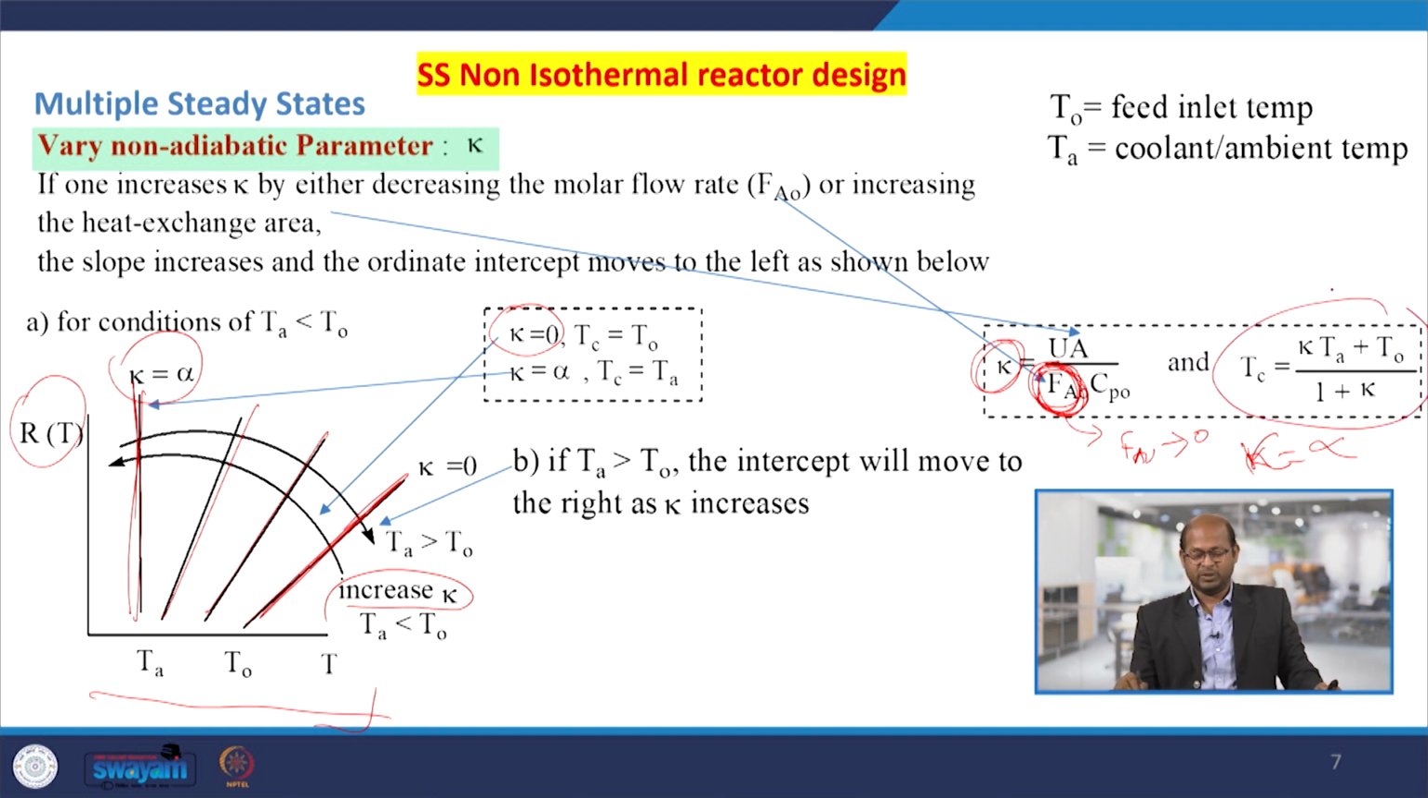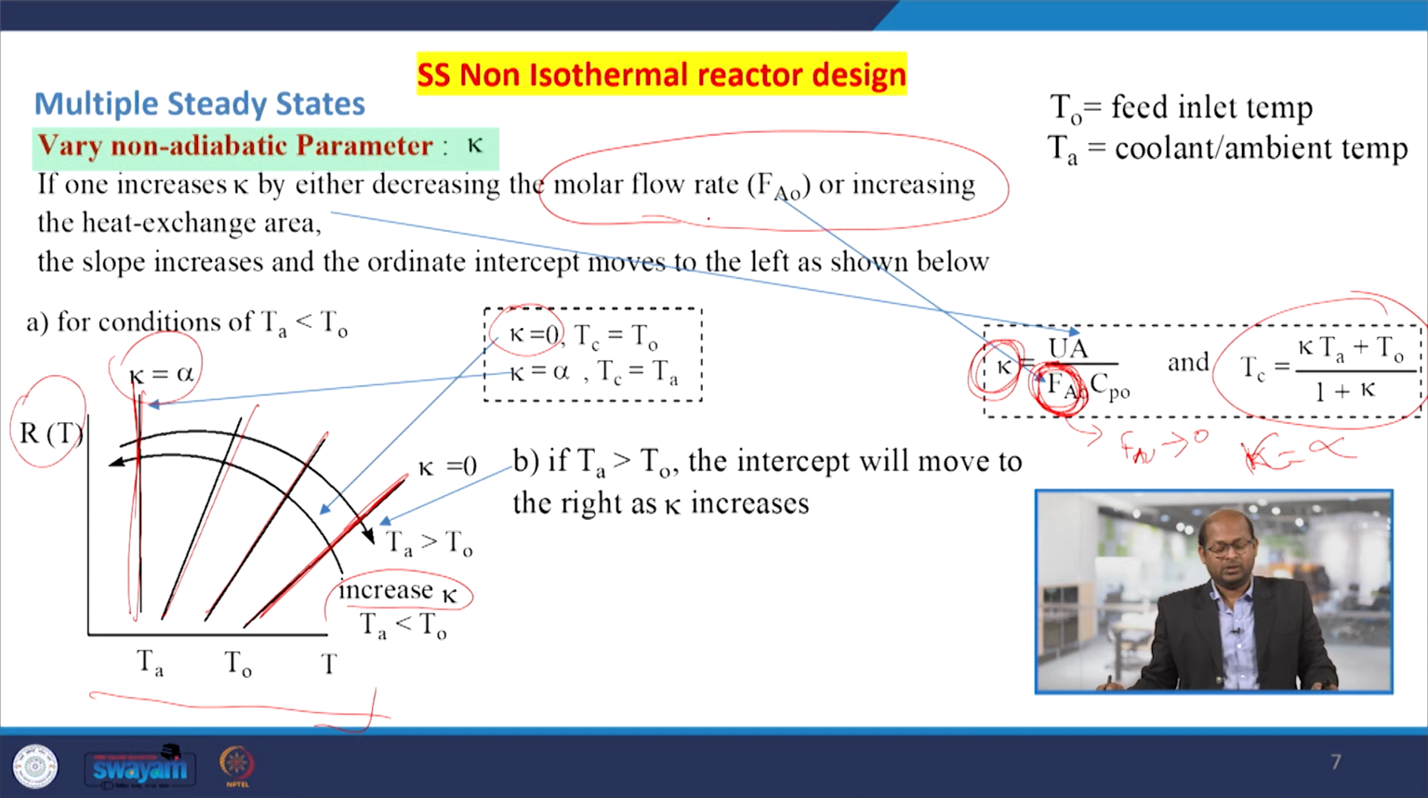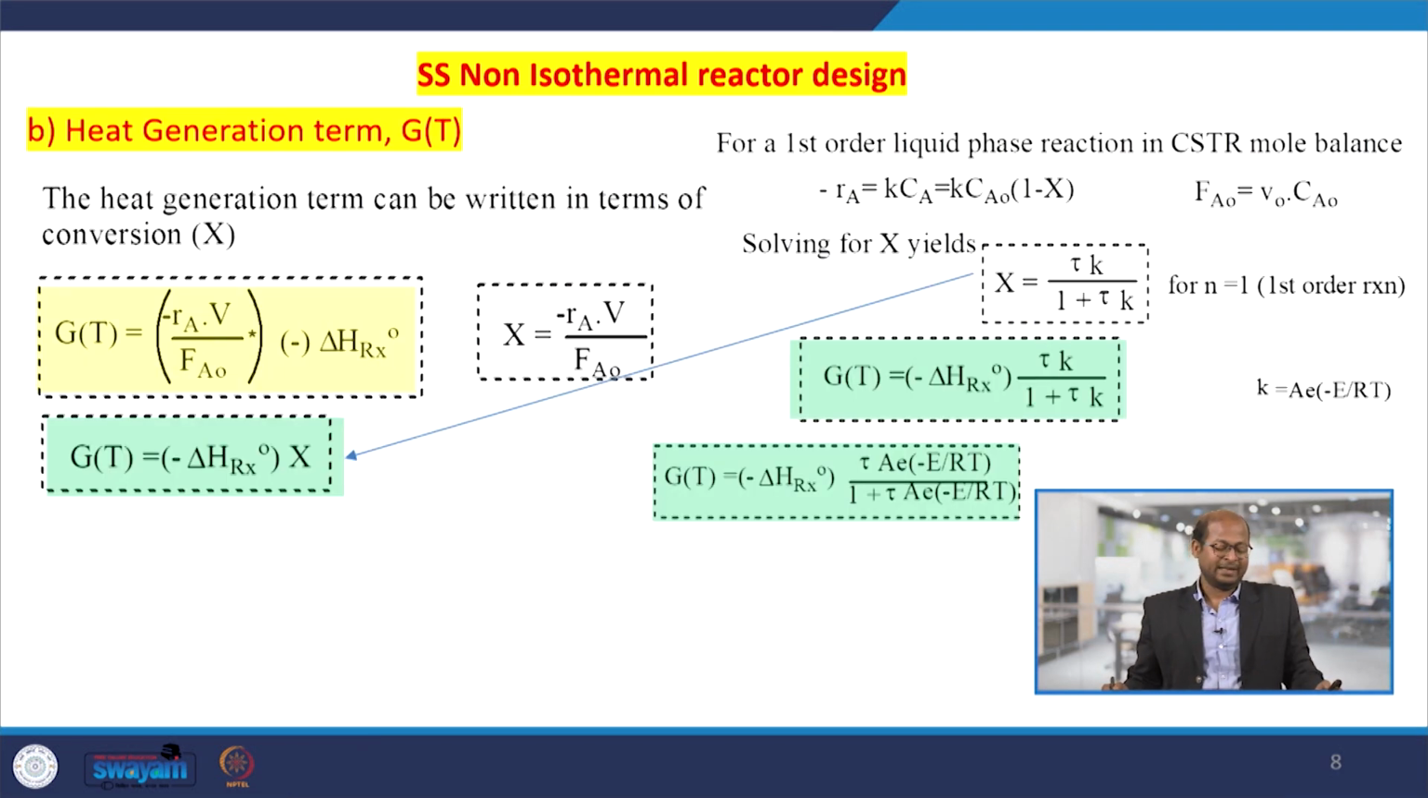Now, the feed temperature remains the same, that we are not touching. So, only the kappa value we are changing, by changing the molar flow rate, either increasing or decreasing. Earlier, feed inlet temperature was one parameter, and now the feed molar flow rate we are varying. In that way, the heat removal lines also shift this way. Okay. So, heat removal terms is over.